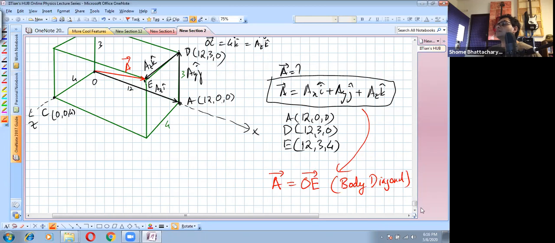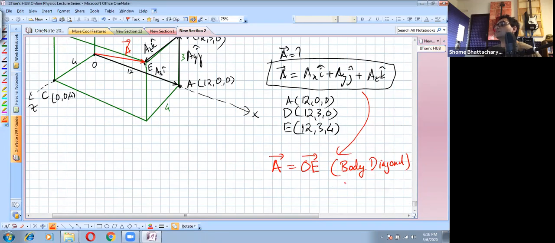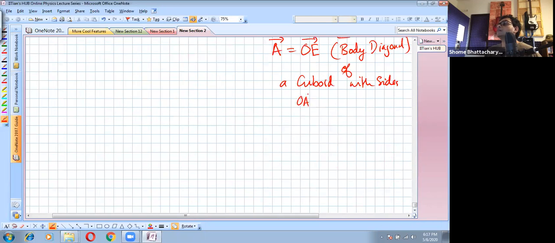Is the body diagonal of a cuboid with sides. So those sides were OA, which was 12 i cap, then ED, which was 3 j cap, and then finally D to E, which was 4 k cap. Okay, these are the mutually perpendicular sides, or you can call them edges also.